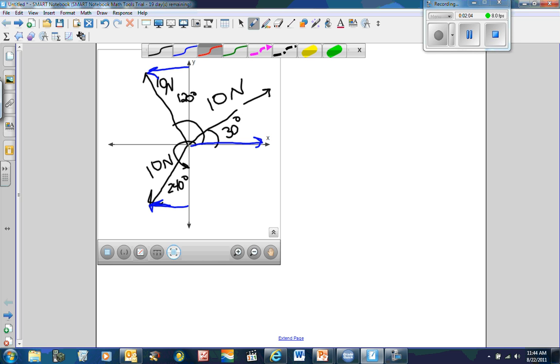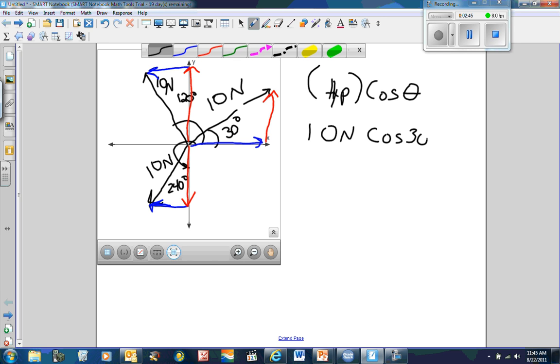Now, we also need to divide them into a y. So there's a y, there's a y, and there's a y. So how do we do that? Well, x values are always equal to the hypotenuse times cosine of the angle, whatever the angle is. So basically, we're going to take 10 newtons and multiply it by cosine of 30, and that will give us this first one. Then we'll multiply 10 newtons times cosine of 120. And then we're going to take 10 newtons and multiply it by cosine of 240 degrees.